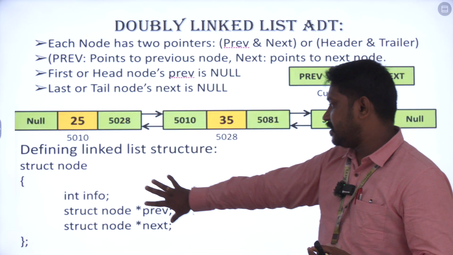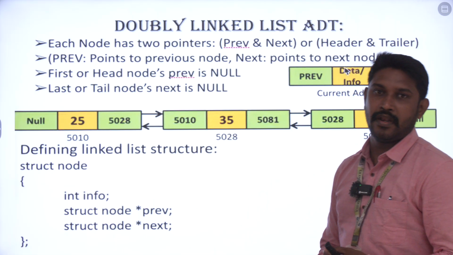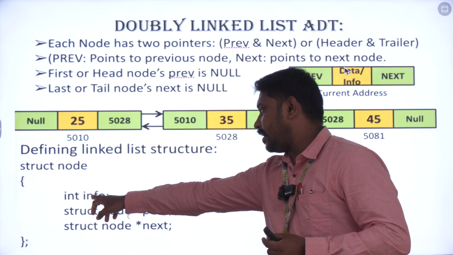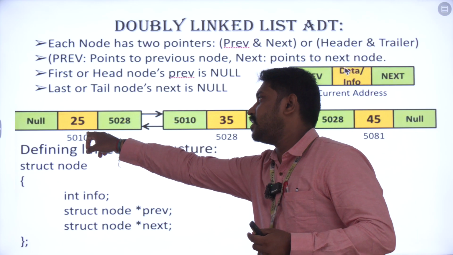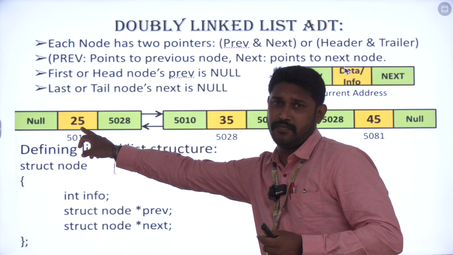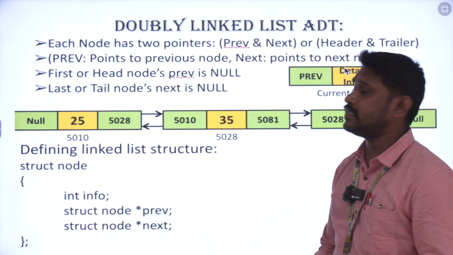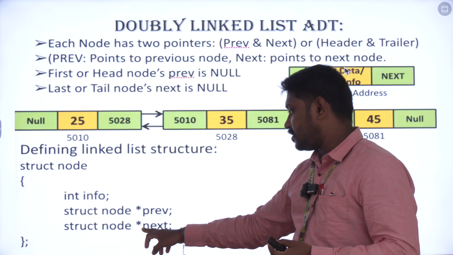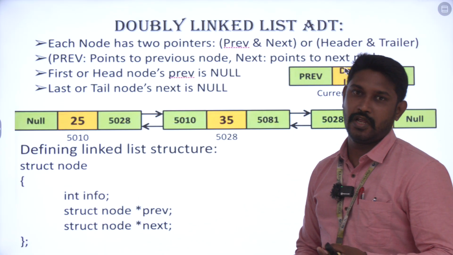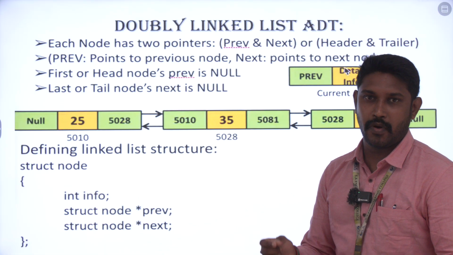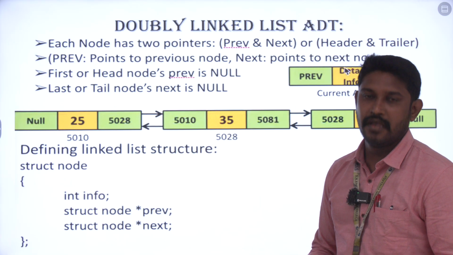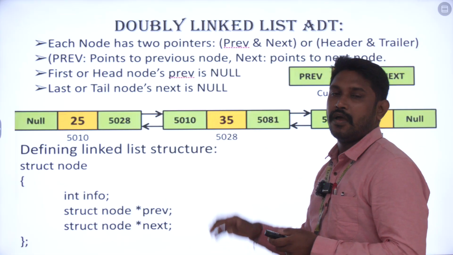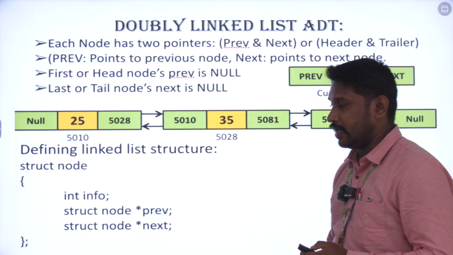Here is the basic code I am going to declare, where I have the information data. The information data is where we are going to store the data, and then struct node star previous, struct node star next. As you all know, star is nothing but the pointer concept, with the help of the address we are going to access the data. This is the basic structure of a double linked list.